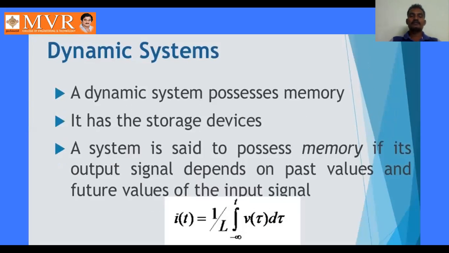Next, dynamic system. These systems have memory. So a dynamic system possesses memory. It has a storage device. A system is said to possess memory if its output signal depends on past values and future values of the input signal. So it is represented mathematically as i(t) = (1/L) ∫ from minus infinity to t of v(τ) dτ.